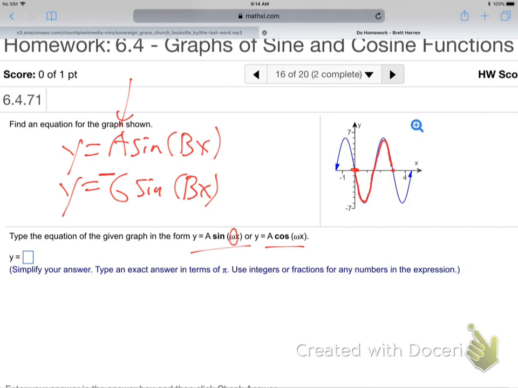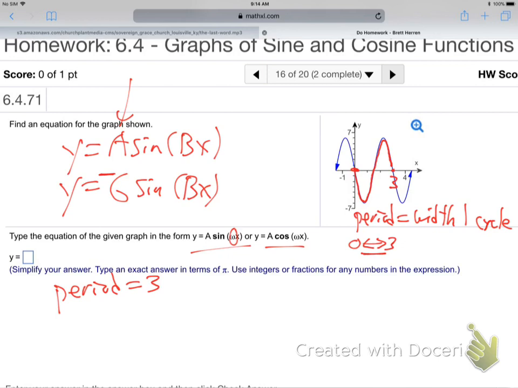What's the period? Can you tell the period of that one? Is that 3? Yeah, that's got to be 3. 1, 2, 3, 4. So that's got to be 3. Very good. So the period is 3, isn't it? Remember, the period is the width of one cycle. So it goes from 0 to 3. The period is 3. The period is the width of just one cycle.